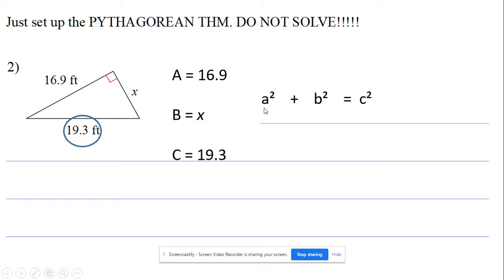And then again, A squared plus B squared equals C squared. And we plug in these values for our A, B, and C, and we'll have 16.9 squared plus x squared equals 19.3 squared. And now we have the Pythagorean theorem set up, waiting for us to solve.